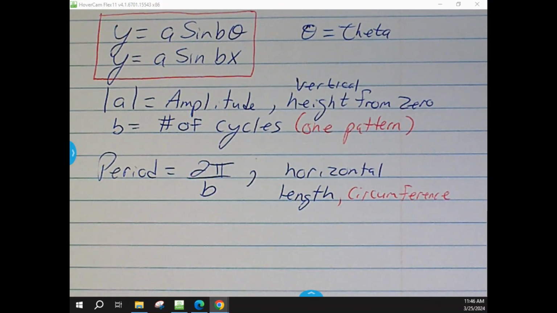Okay, so the absolute value of your A value is the amplitude. That's the height of the graph from zero. B is the number of cycles. That's one trip around the unit circle. And then the period is 2 pi divided by B. That's going to tell us how long we're going to stretch this graph out. That is 2 pi over B, yes.